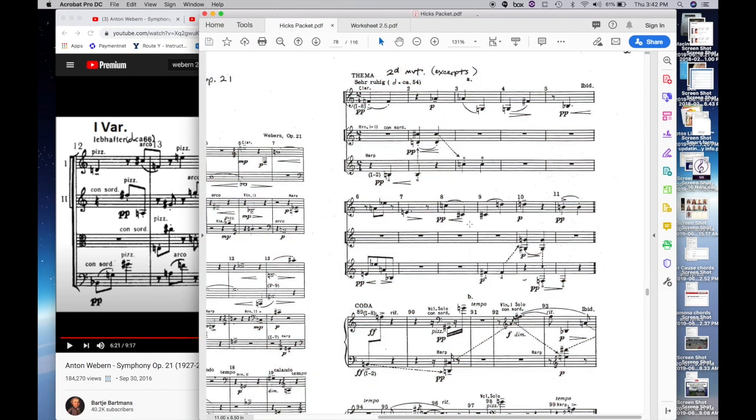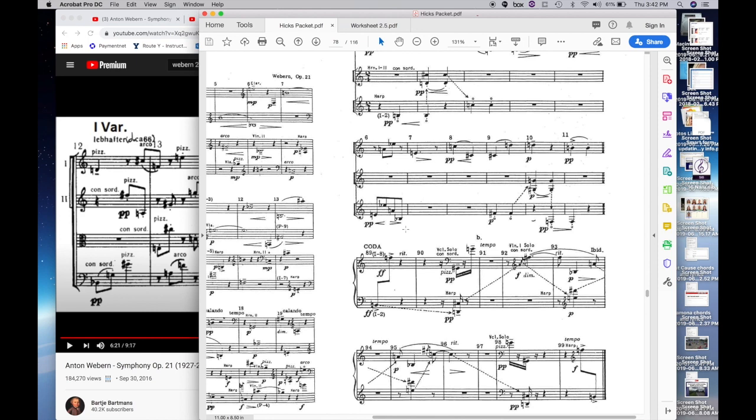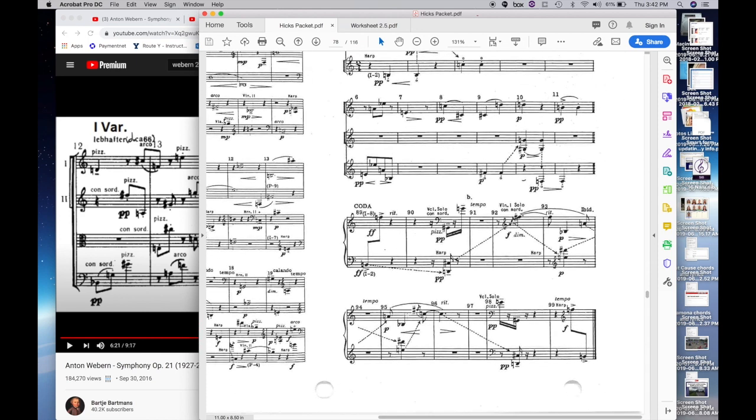A palindrome with the twist of being at the tritone. Then Dr. Hicks has included the coda. We haven't looked at any of the variations, and we won't today. But he has a theme, then some variations, and then a coda.